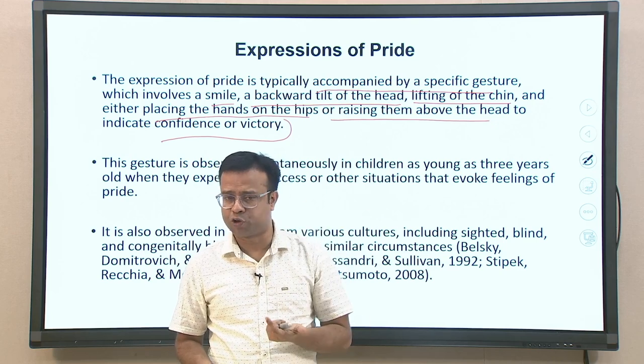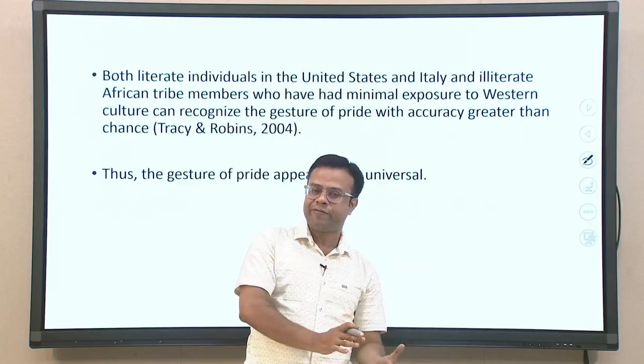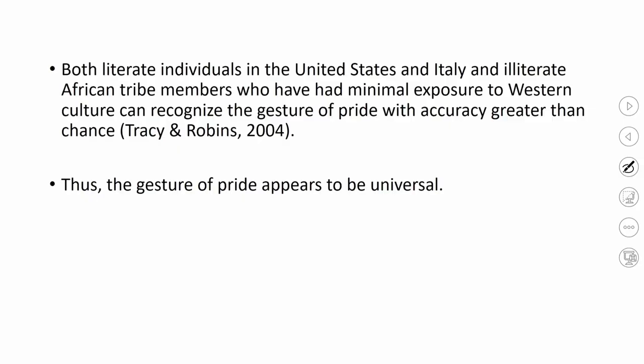A lot of cross-cultural studies have shown that even literate individuals in the US and illiterate African tribe members who had very minimal exposure to Western culture can recognize this gesture of pride with accuracy greater than chance. So, it indicates that this gesture could be a universal expression. Most of these self-conscious emotions may not be universal, they can be very different in different cultures, but the expression of pride seems to be very common and identified by people in different cultures. People who are literate, illiterate, people who are even blind could also express the emotion of pride very similarly.